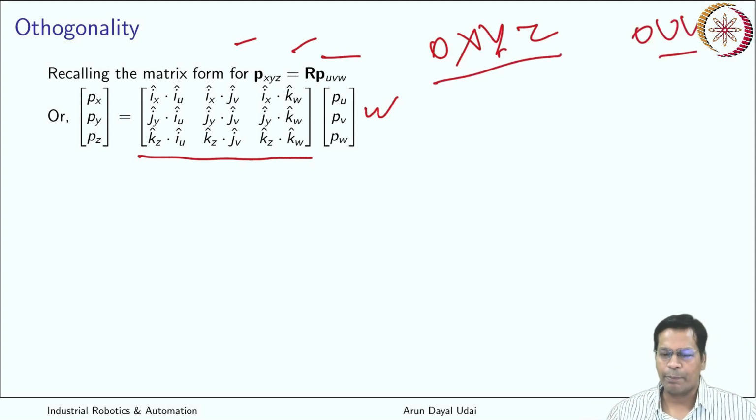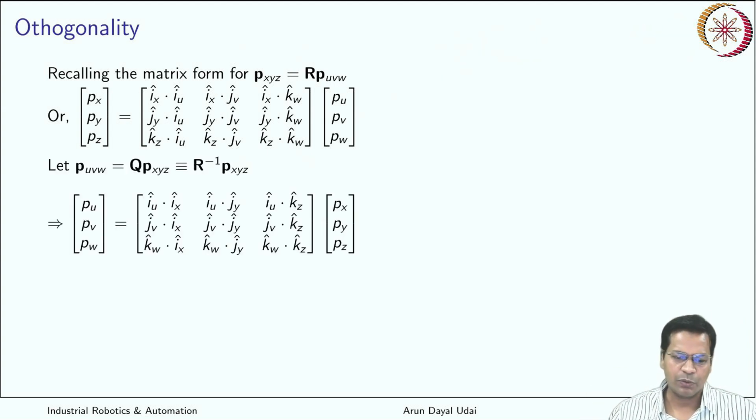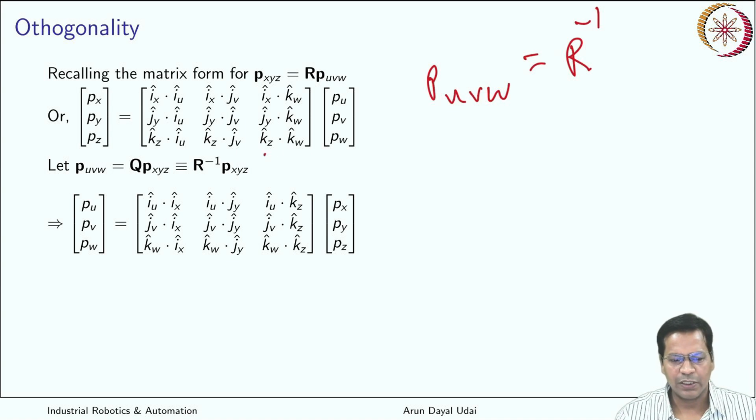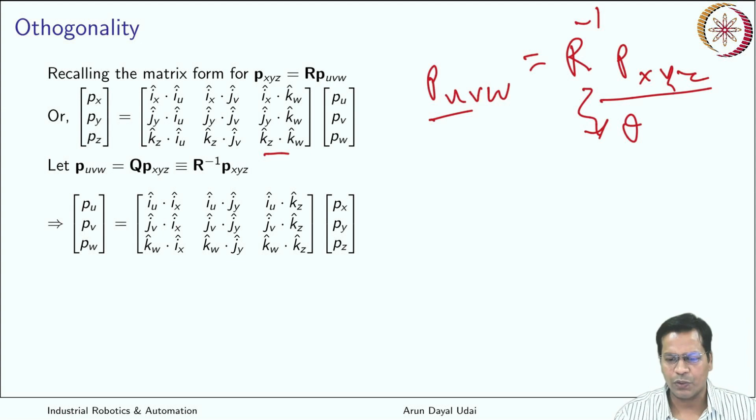Okay, if I want to do the opposite, what should be done? So I can write simply like this: P_UVW equals the rotation matrix inverse, if I can take the inverse of this, times P_XYZ. So this should be the case, right? Let us say we represent this using a new matrix called Q. So Q applied to P_XYZ should give me P_UVW. Okay, now let us derive this from first principles.